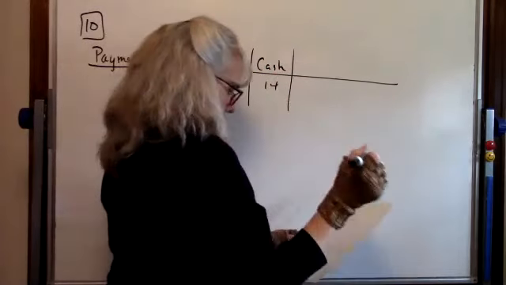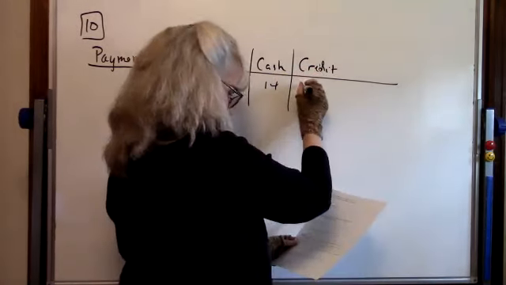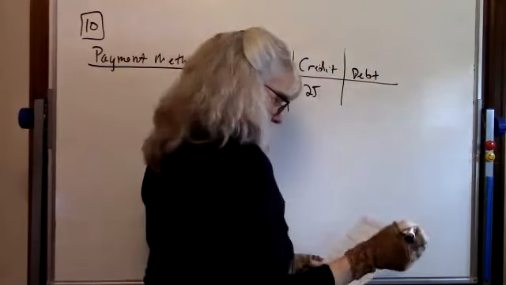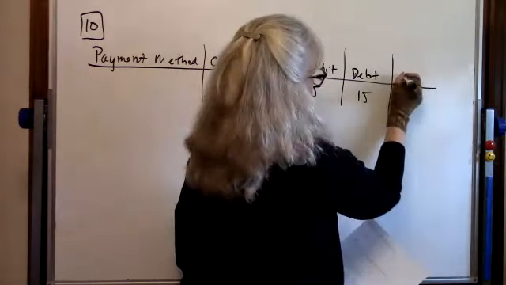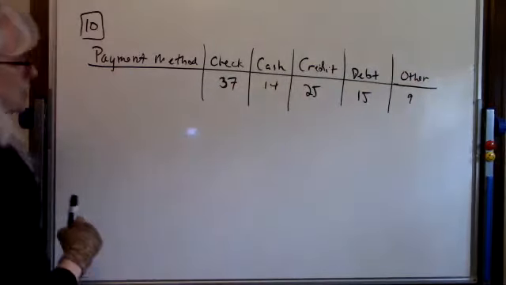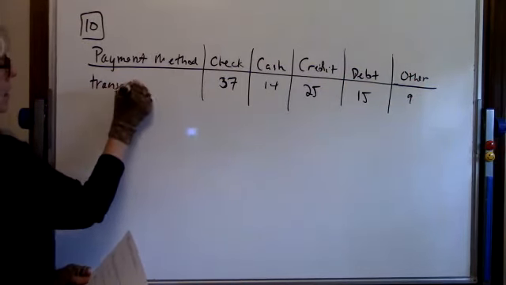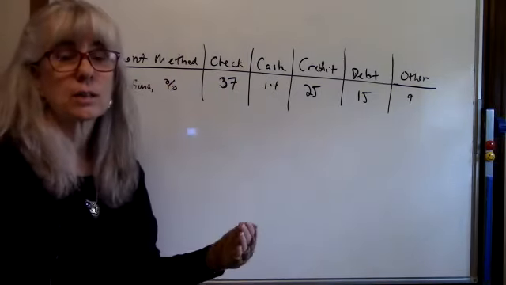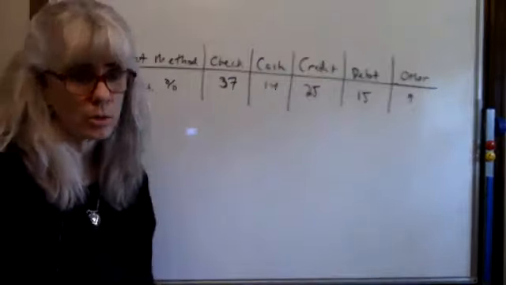Cash was 14. Credit cards was 25. Debit cards, which got lumped in with ATM cards, was 15. And then other would be 9. So maybe a wire transfer or a cashier's check or something like that. And down here, what you actually have is the transactions. But more importantly, it's a percentage. And because it's a percentage, we know that we can translate that directly over to the probability, because this 37% would be 37 out of 100.